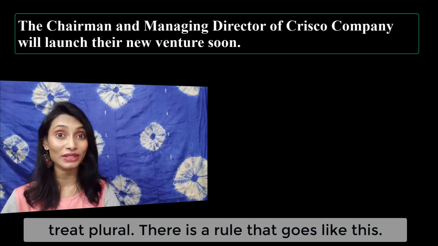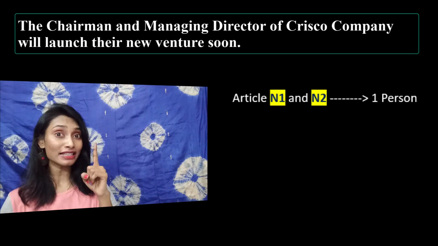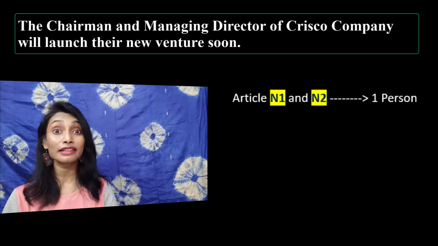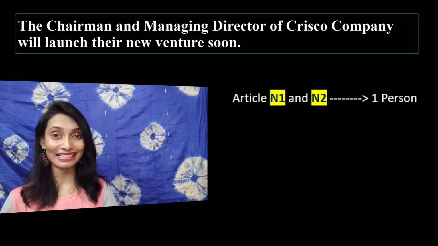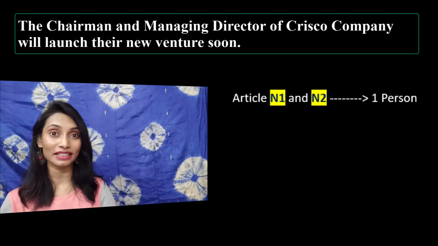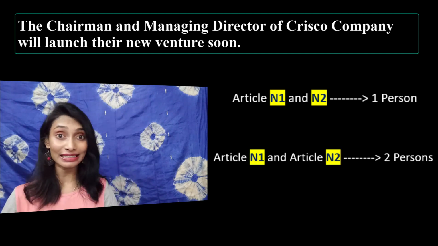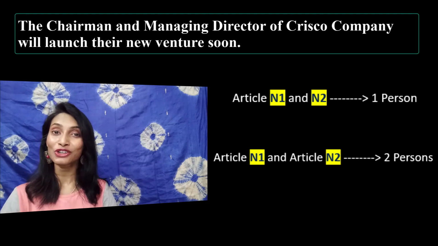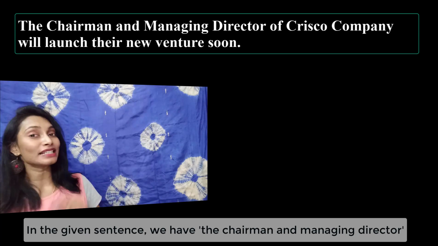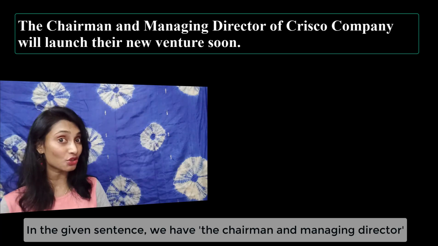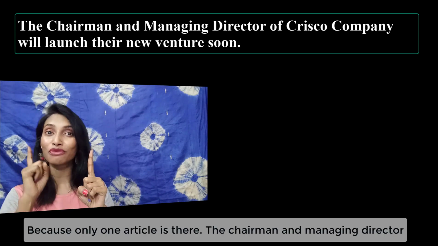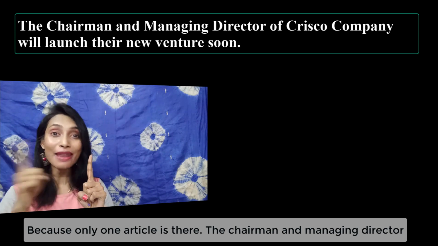There is a rule that goes like this. If there is only one article before two nouns connected by and, that means there is only one person. Yes, the two nouns represent only one person. If there are two different articles before two different nouns connected by and, then you have two persons. In the given sentence, we have the chairman and managing director. How many persons? We have one person because only one article is there.